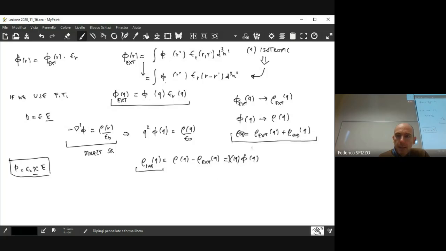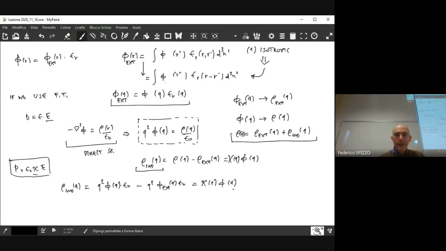So at this point, if I rewrite the induced charge density, it is equal to the actual, full value of the charge density, but the full value of the charge density is related to phi, because we may use this equation. So in place of the full charge density, I write q squared times the potential times epsilon 0. So this is q squared times potential times epsilon 0 minus the same expression, q squared times external potential times epsilon 0, and this is equal to chi times the actual potential.